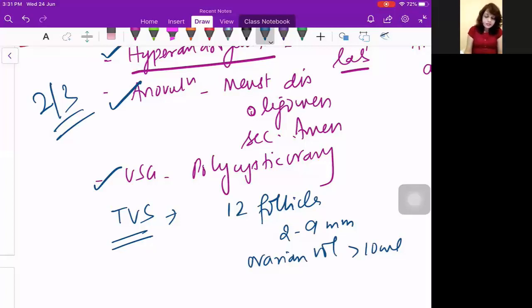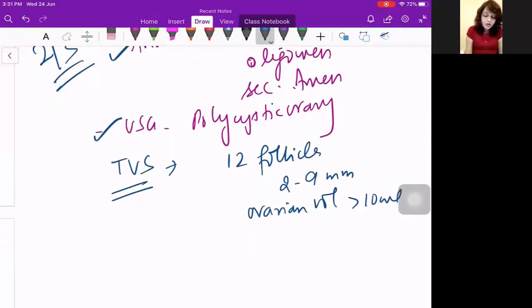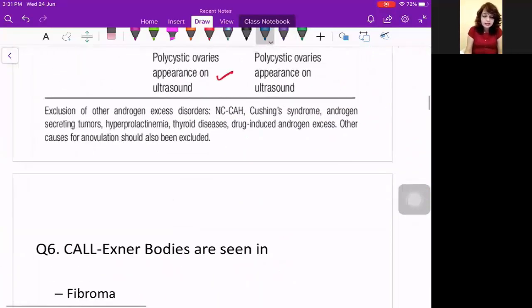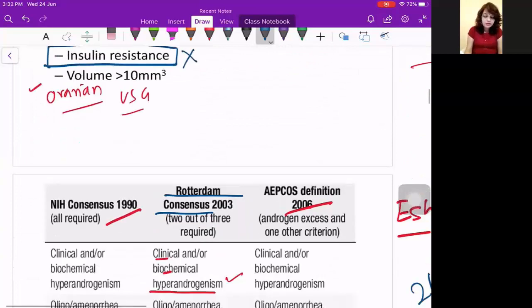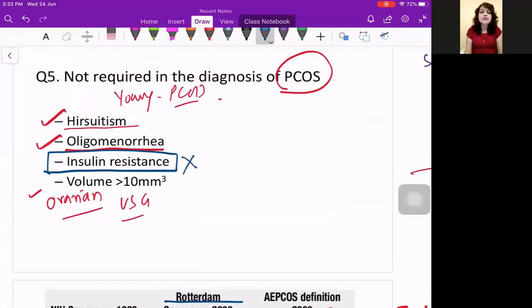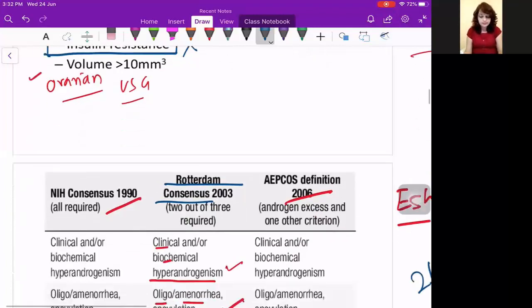So nowhere is insulin resistance being mentioned. Nowadays, the ultrasound done for PCOD is called PCOM, polycystic ovarian morphology on TVS. Okay. So I hope I have made myself very clear. Insulin resistance is the one which you rule out. In my subsequent video, on the demand of the students, I will be soon releasing a video on YouTube on polycystic ovarian disease, where important pathophysiology, markers, investigation, and treatment I will be discussing there.